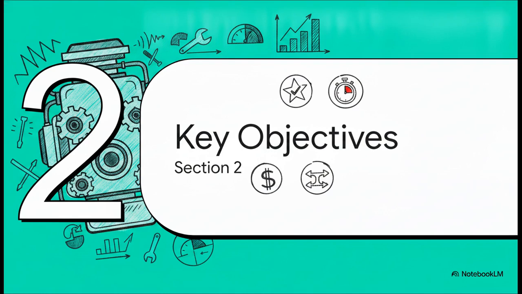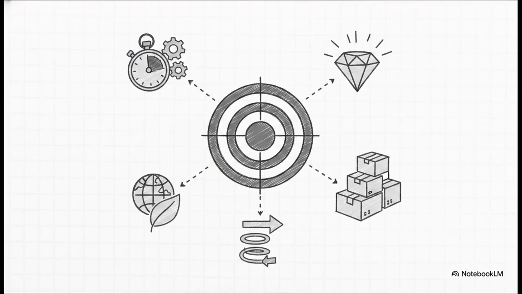Moving right along to Section 2, Key Operations Objectives. Now that we've got our engine, we need to tune it. Operations objectives are basically your key performance indicators. They give a business a crystal clear, measurable target. We're talking about efficiency, like maximizing capacity utilization and lean production. We're obsessing over quality, mainly to avoid the totally crippling costs of poor quality and returns.